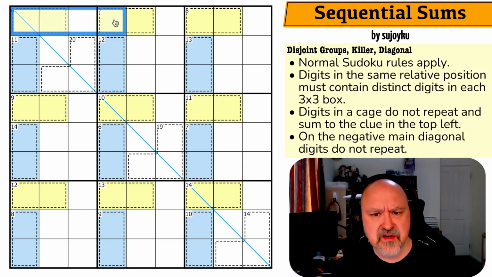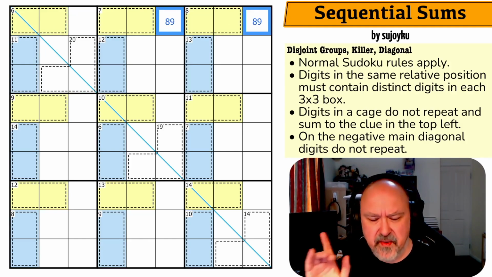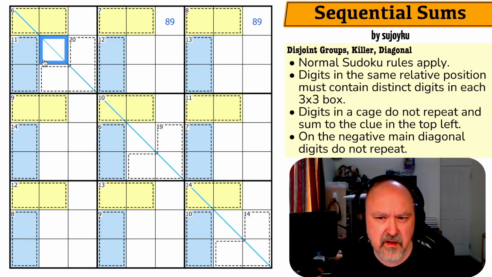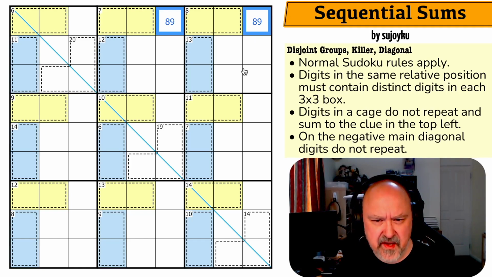So where is 8 and 9 in this row? I can't put 8 or 9 into any of this. This is an 8-9 pair. Because if I put 8 here, this would have to be 0. And if I put 9 here, this would have to be minus 1. So this is an 8-9 pair.